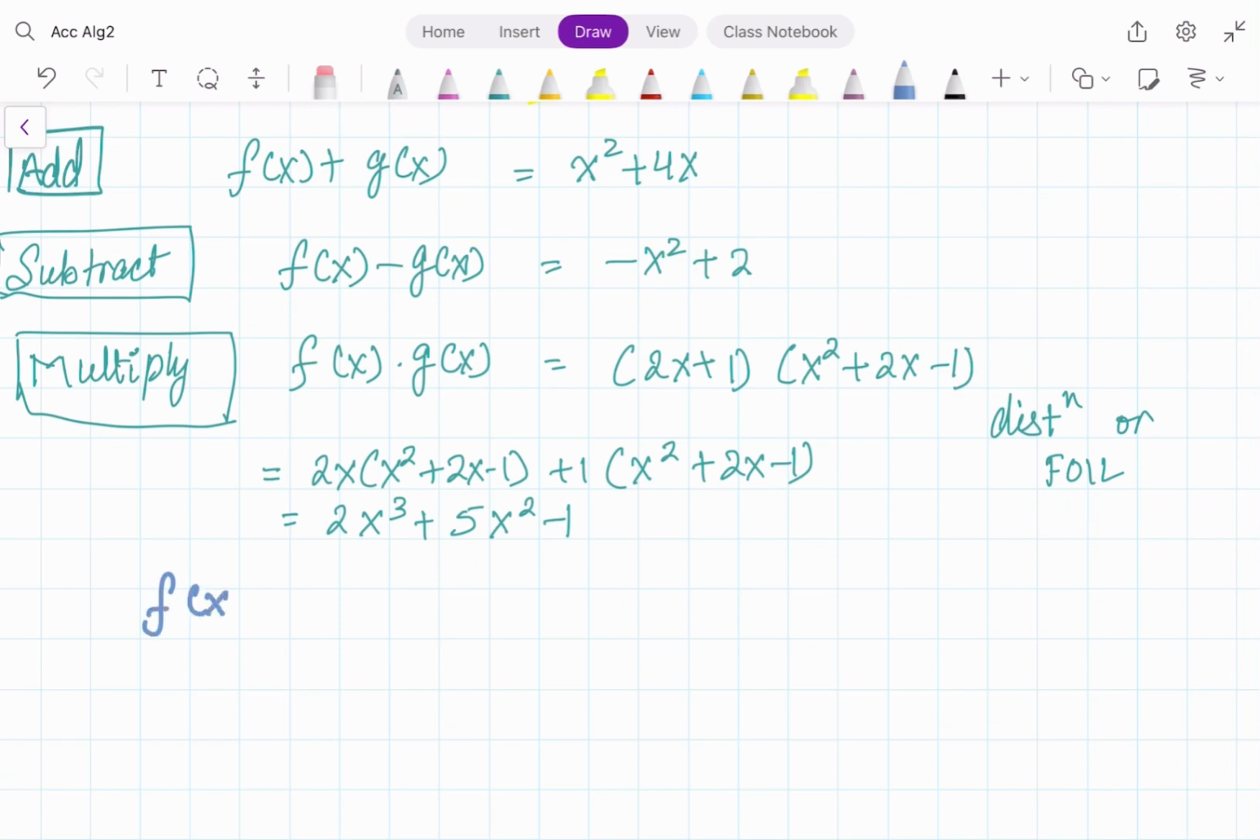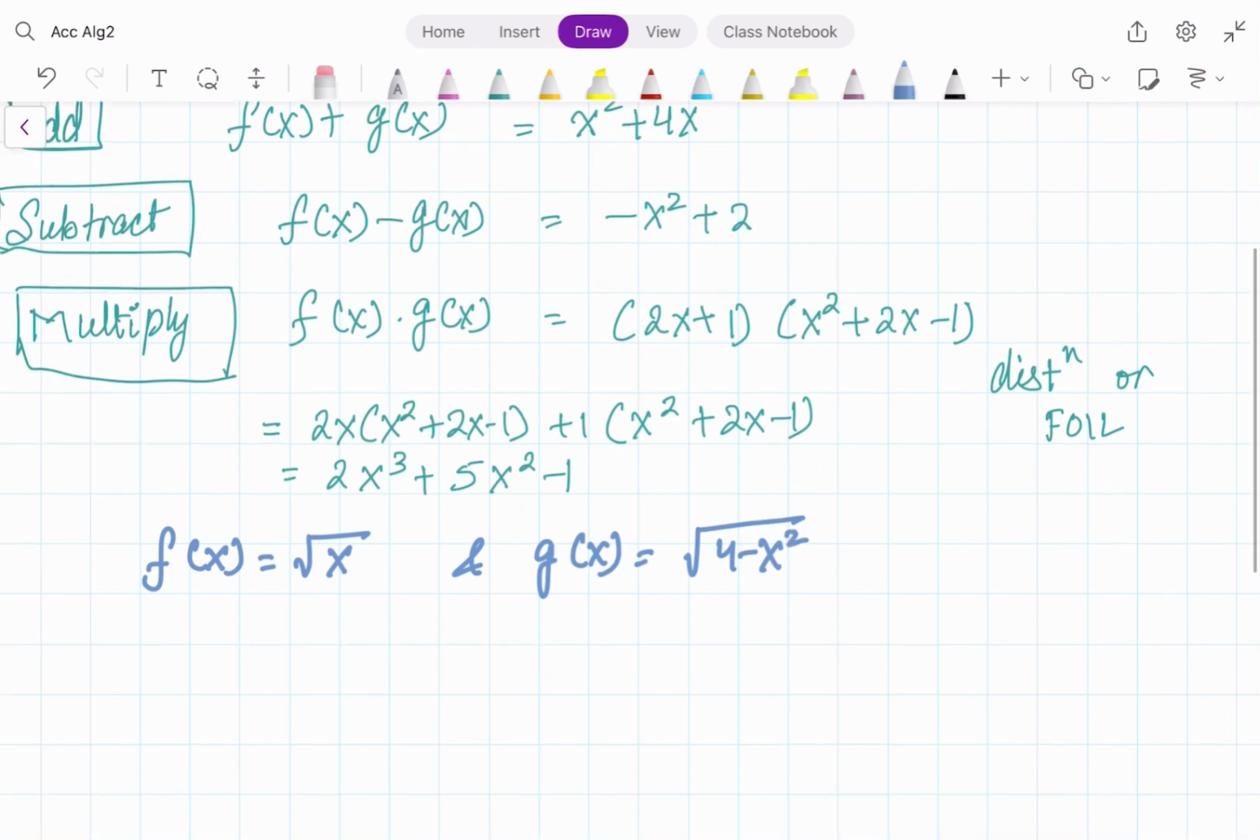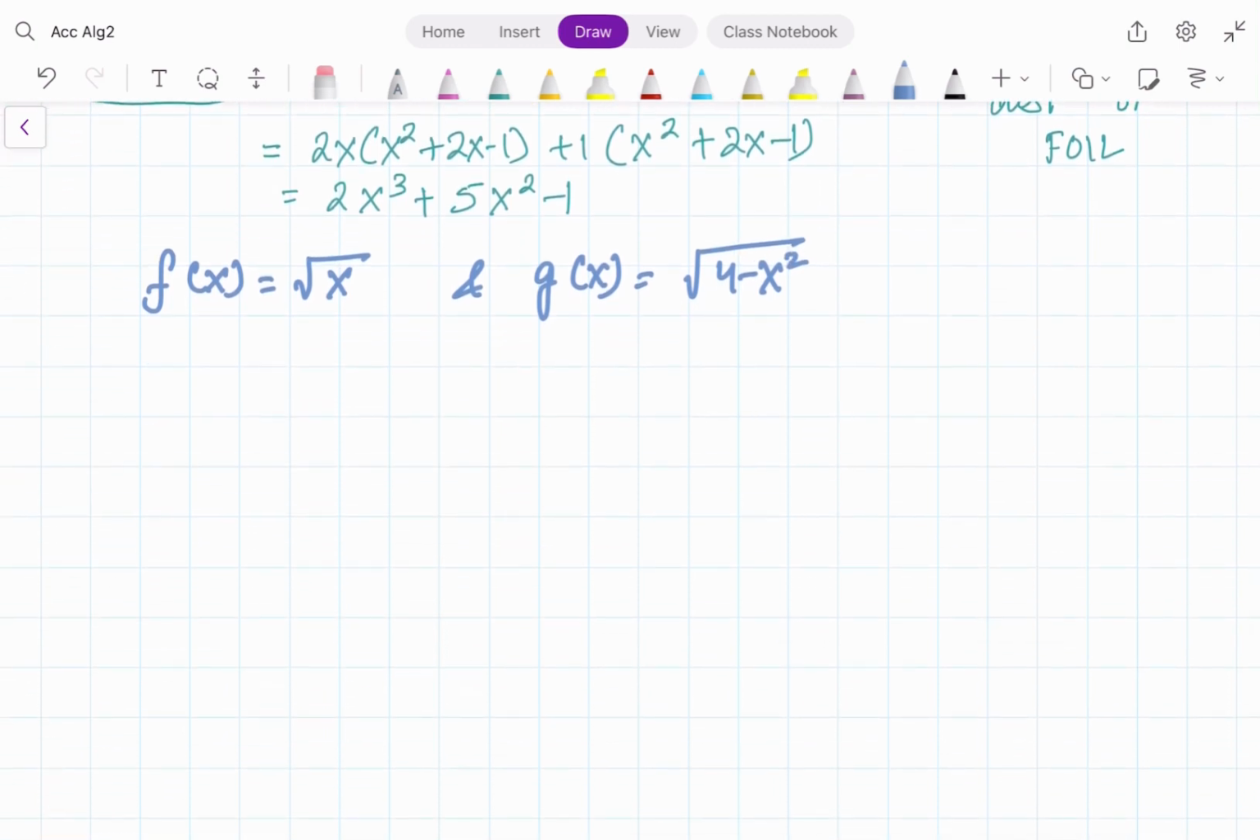Let's divide the two functions. For dividing the two functions, let's take some other example. We have f of x and g of x. So when we are dividing the two functions, we are saying f of x over g of x, right?